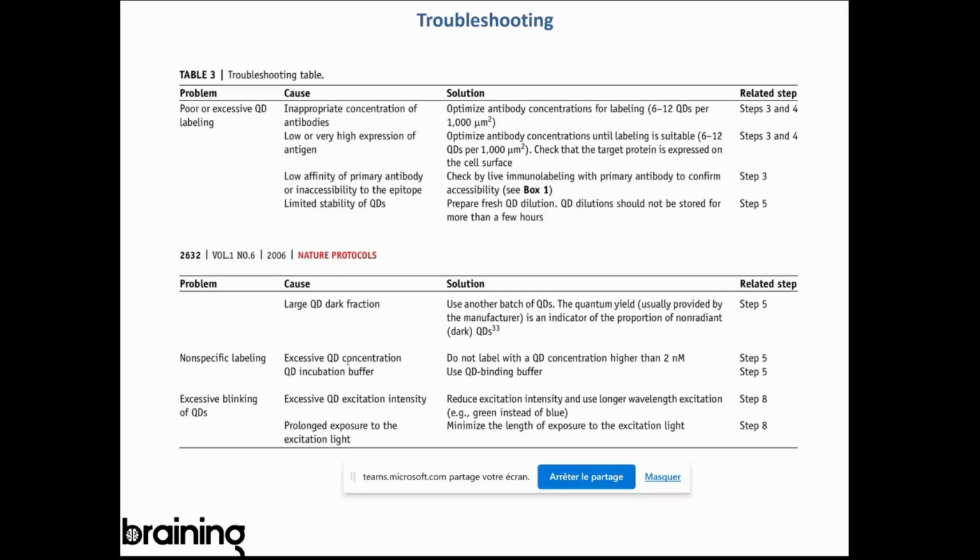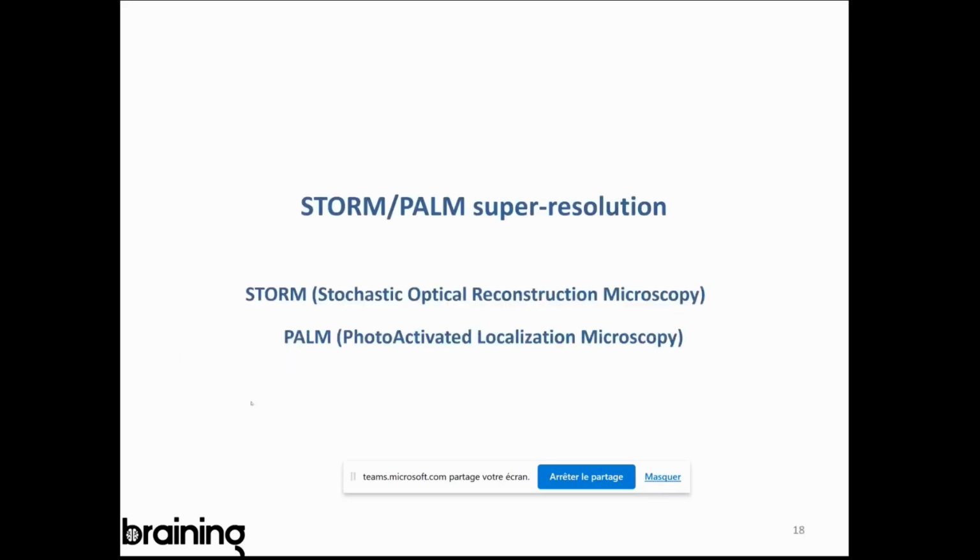The last problem you can have is excessive blinking. Quantum dots blink, which is good, but if you shine too much light, they will blink too much. With excessive blinking you will have very short trajectories at the end and not very good precision on the trajectory. So you just have to turn your light down a little bit. Okay, so I try to be fast.